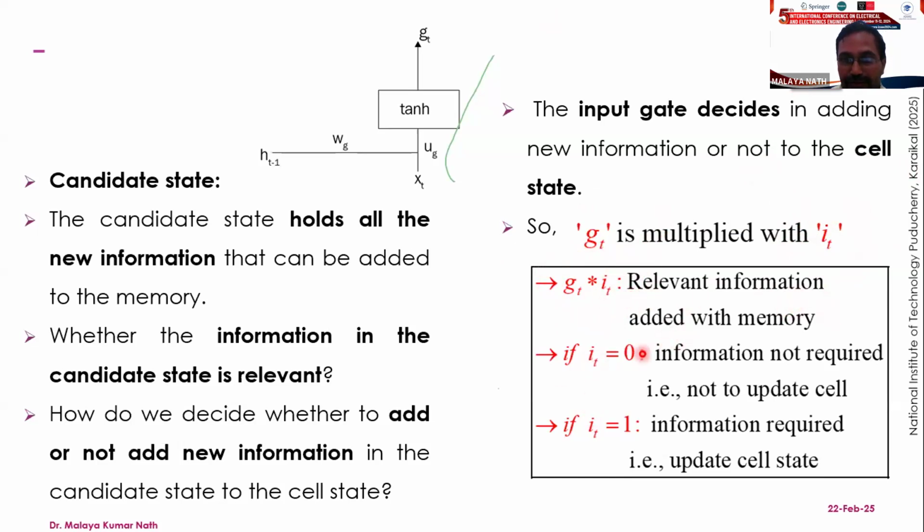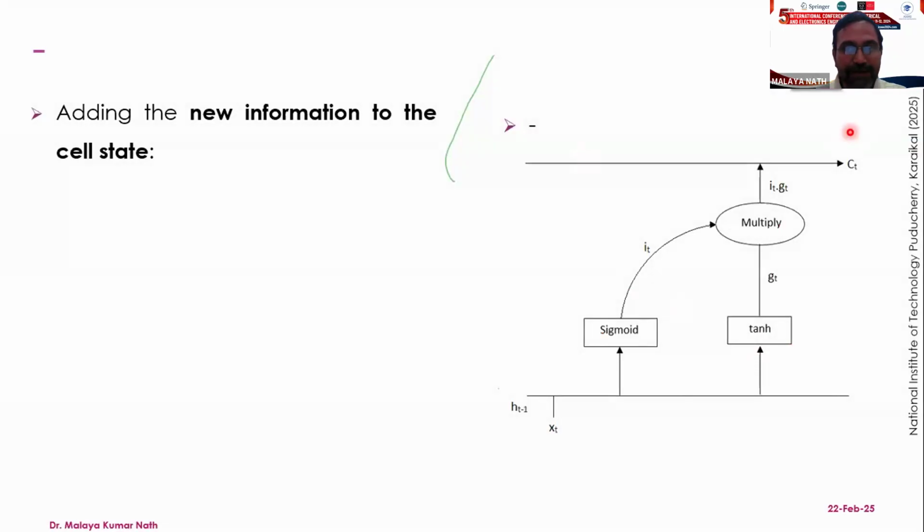So if IT is equal to 0, the information is not required. That means this output will become equal to 0. If IT is equal to 1, that means the information is required to update the cells. So GT is a tan h, because it ranges from -1 to 1, and we want the output to be present. But if we use a sigmoid, there will be a 0 coming here. So IT, which is controlled by the sigmoid function, if it is 0, the information is not required. If IT is equal to 1, then the information is required. That is the whole idea of how exactly it works.